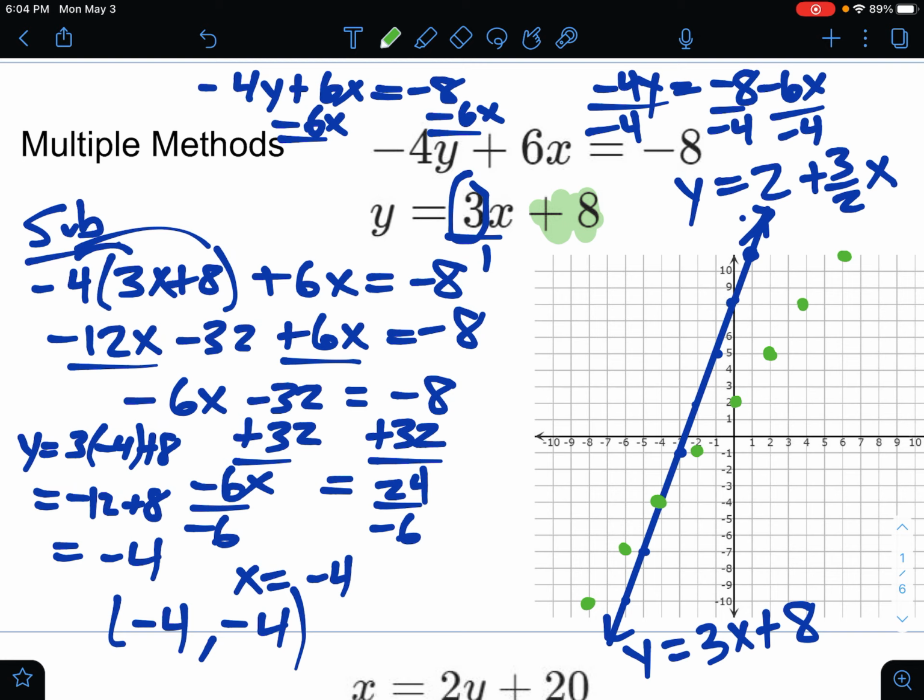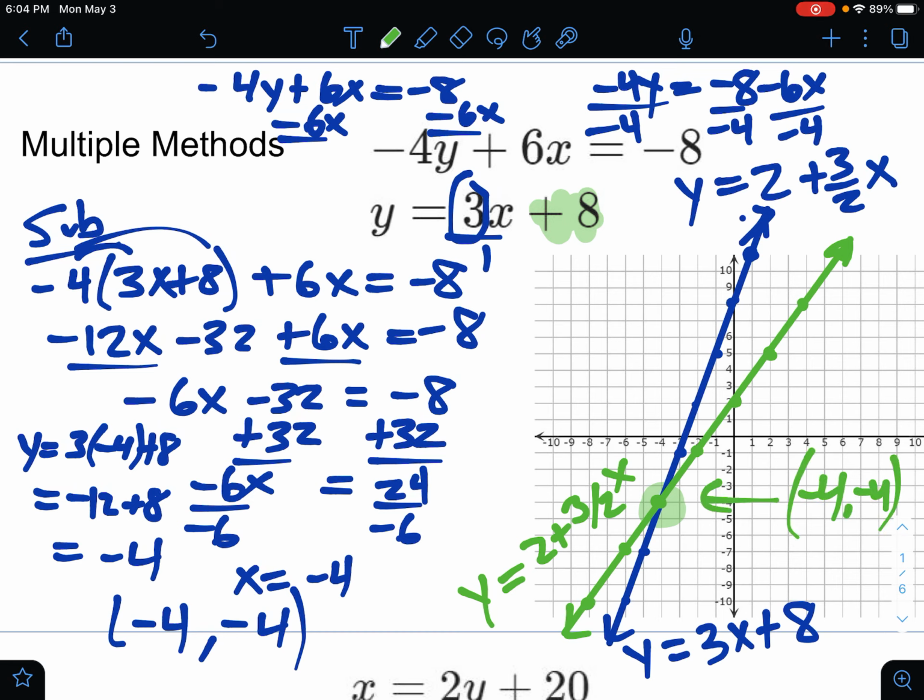That makes the second line here. Again, using a straight edge, going to connect those, arrows on the ends, and label that with the equation 2 plus 3 over 2x. So the solution is where they intersect, which is right here, which we already knew because that's at negative 4, like we said, using substitution. So two different methods there to show the solution is negative 4, negative 4.